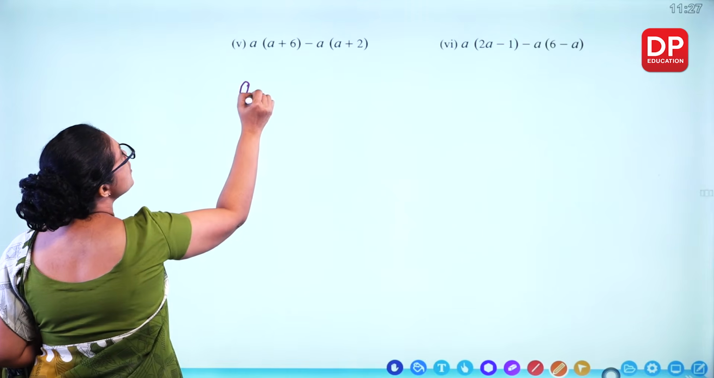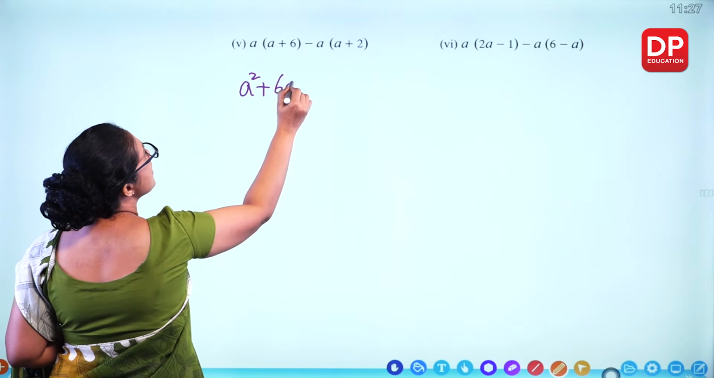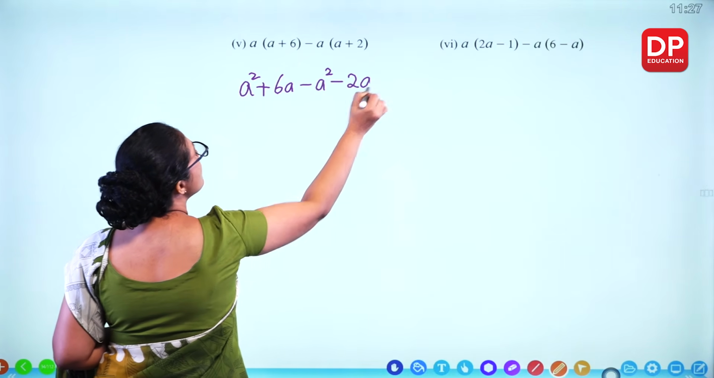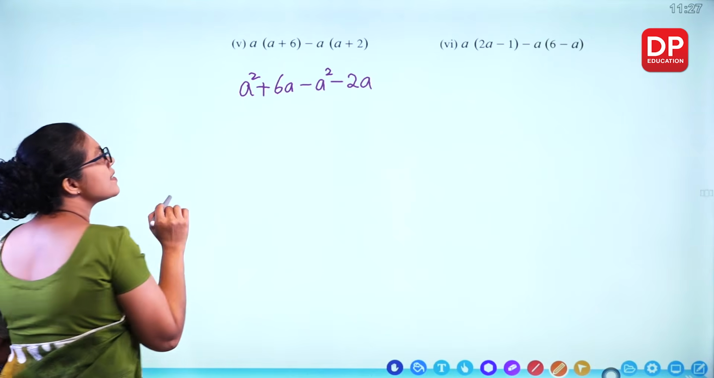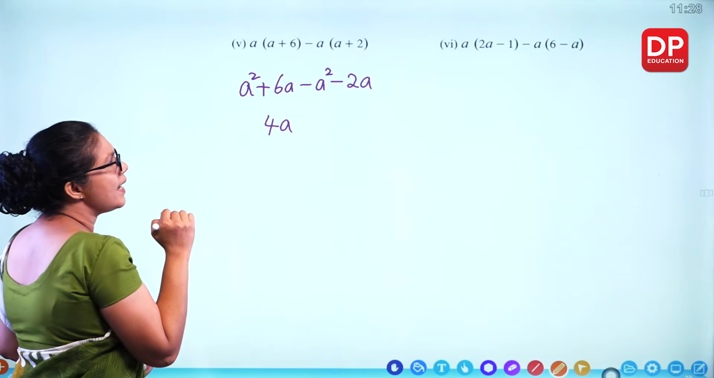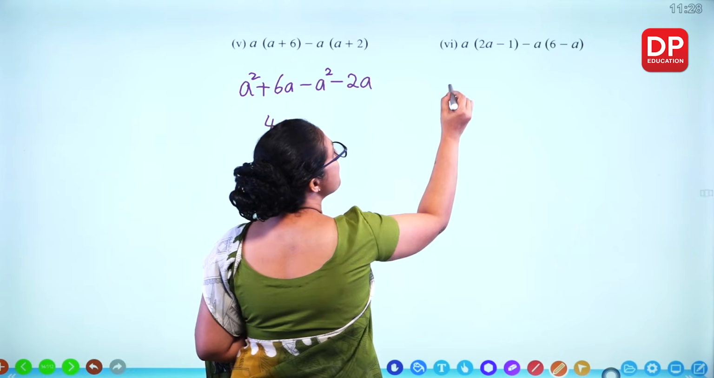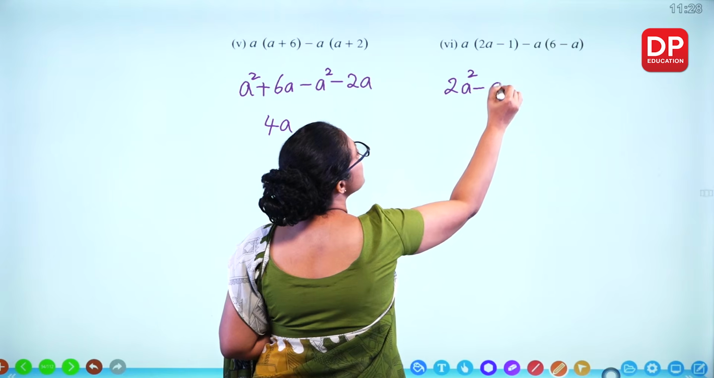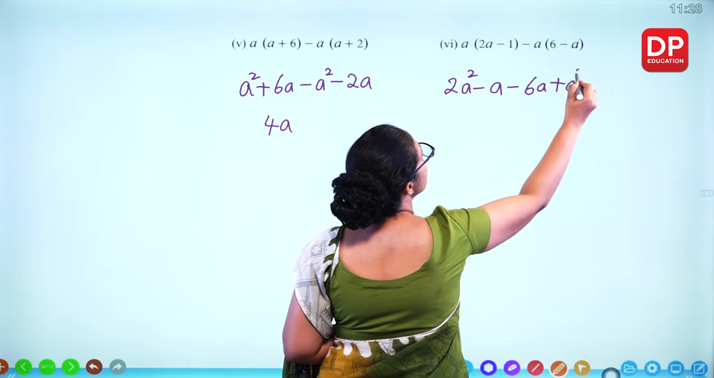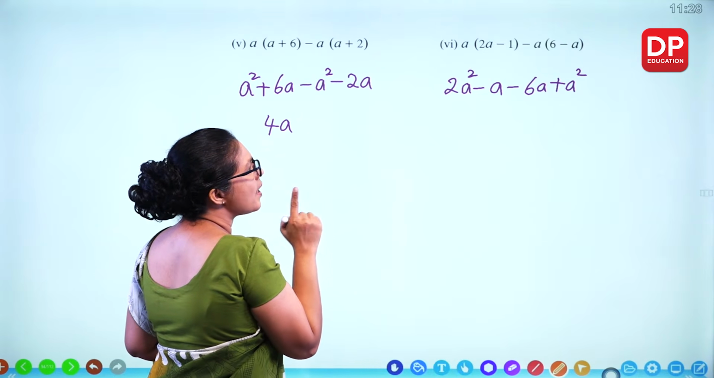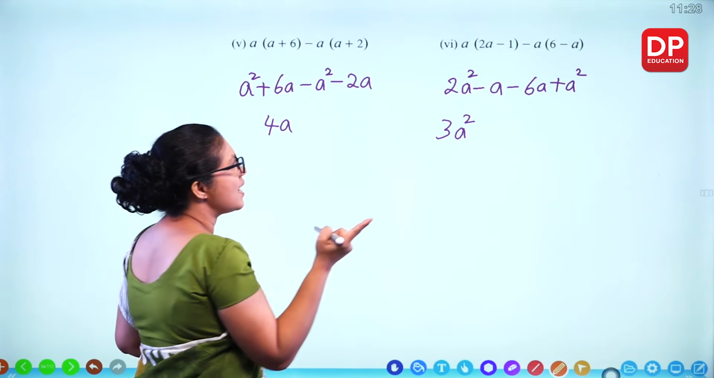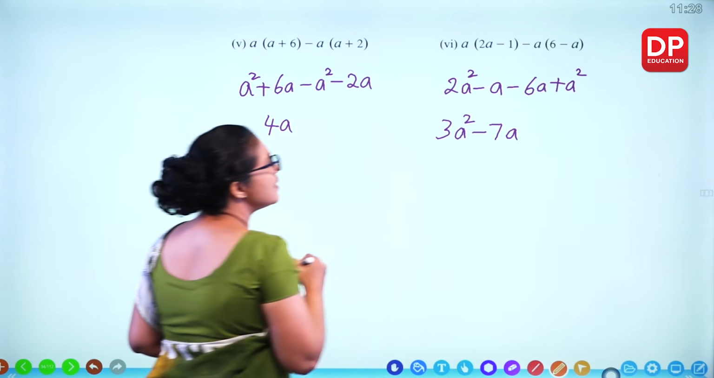Here a into a squared, 6a minus a squared, a into a, minus 2a. A squared minus a squared get cancelled out. 6a and 2a, that's 4a. This one multiplied by a, 2a squared minus a. Here minus 6a plus a squared. 2a squared, 3a squared. Minus a and minus 6a, minus 7a.